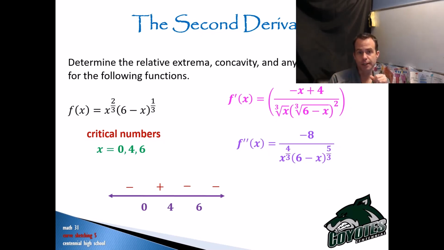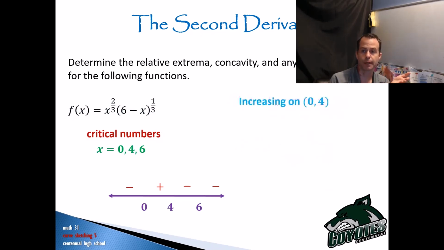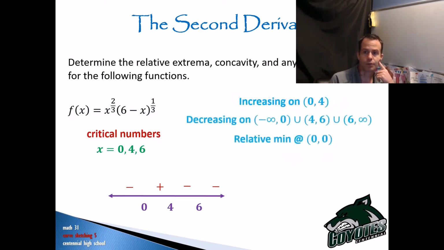comma something, right? So I'm going to take that 4, go back to the original equation and plug in 4 to get my y value. So it's a relative min at 0, 0 and a relative max at 4 comma 2 to the 5 over 3.